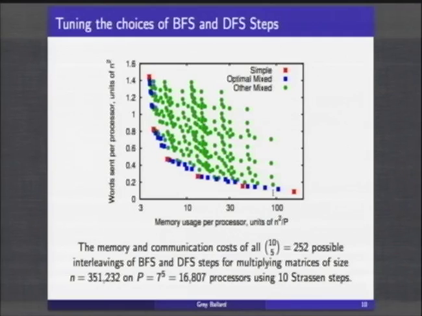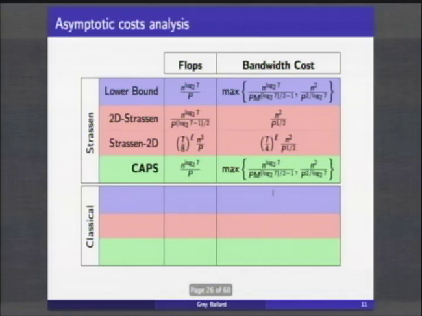Okay, so a bigger tuning space in practice, but in theory, the BFS and DFS idea gets you to the lower bound. So let me just summarize the asymptotic costs, and I really just want to summarize by color. Blue is the lower bound that I told you about. Red means we didn't get to the lower bound, and green means we did. So this is just to convince you that, at least in theory, the CAPS algorithm is optimal, up to constants.